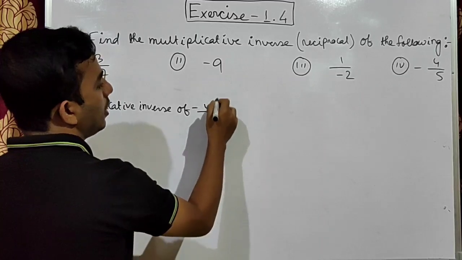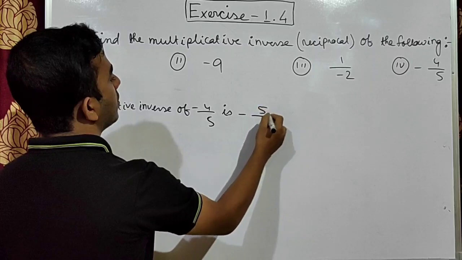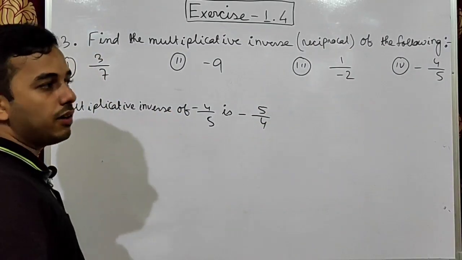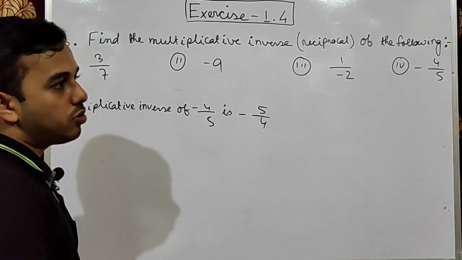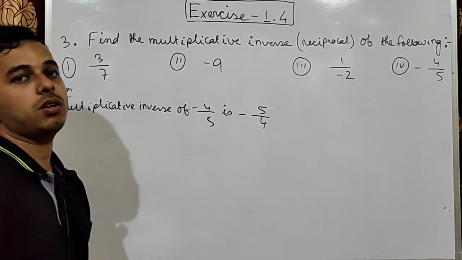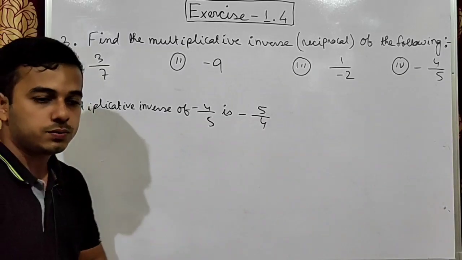Minus 4 by 5, it will be what? It will be minus 5 by 4. Look, the numerator goes to the denominator, the denominator comes to the numerator. So this is how we can find the multiplicative inverse. I hope this is clear to you. Okay. So now let's move to our next question. That is question number 4.